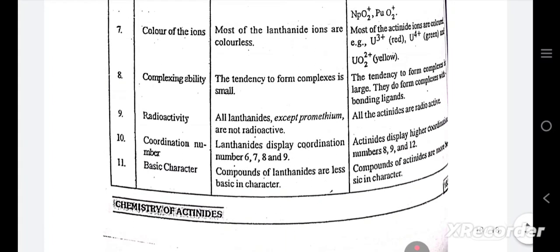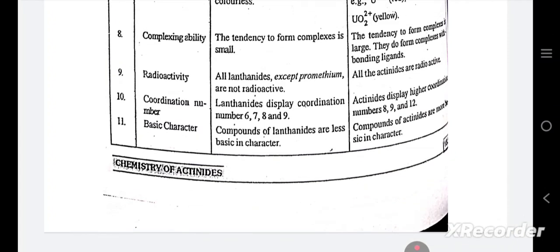Colors of the ions: most of the lanthanide ions are colorless. Most of the actinide ions are colored. Complexing ability: in lanthanides the tendency to form complexes is small; in actinides the tendency to form complexes is large. Lanthanides do not form complexes with pi-bonding ligands. Radioactivity: all lanthanides except promethium are not radioactive. All the actinides are radioactive. Coordination number: lanthanides display coordination numbers 6, 7, 8 and 9. Actinides display higher coordination numbers 8, 9 and 12.